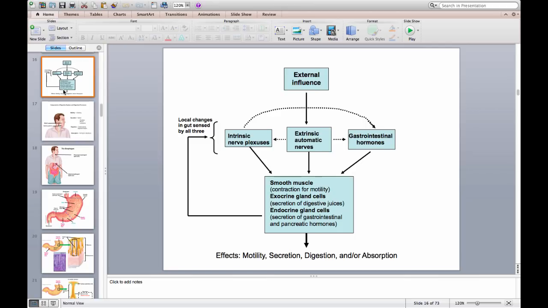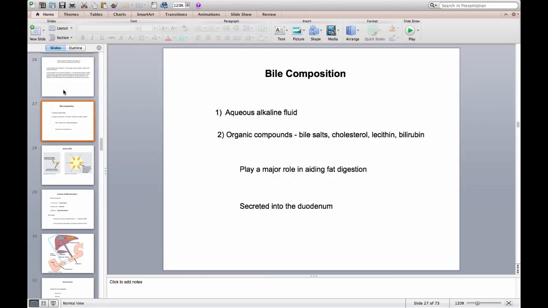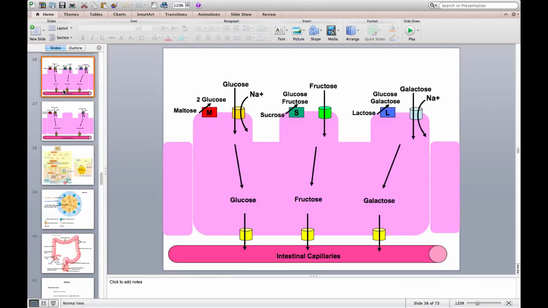So how are we feeling? Are we feeling prepared? Sort of? Yes, ma'am. You want me to go over the enzymes in slide 36 of the GI? Yeah. Okay. So slide 36.